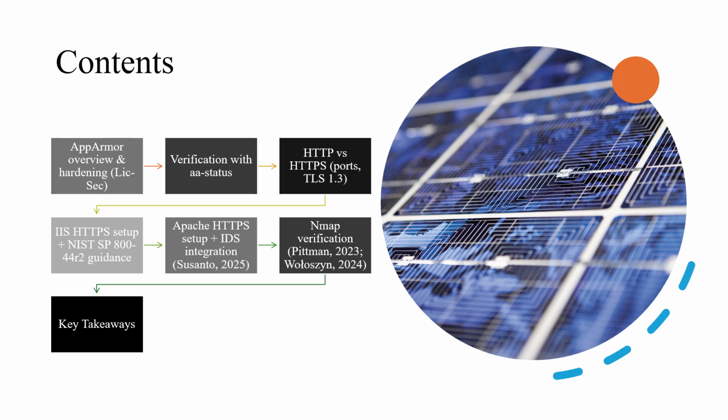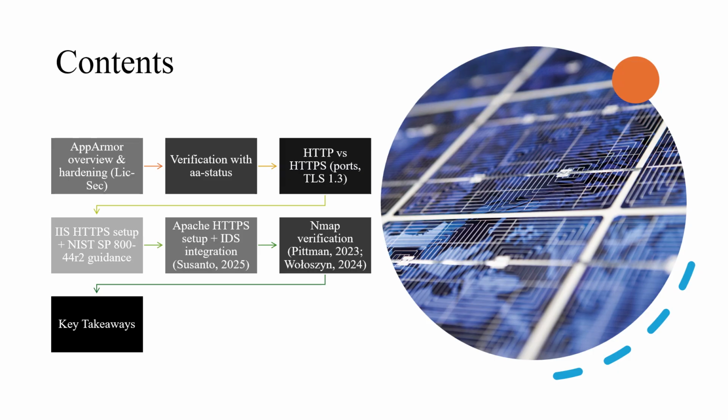I'll begin with AppArmor, explaining what it is, how to harden it, and a new automation approach called LickSec. After that, we'll talk about how to check AppArmor status, which is part of the server checklist. Then we'll switch and compare HTTP and HTTPS. This section will show why TLS 1.3 is the standard we need to enforce.